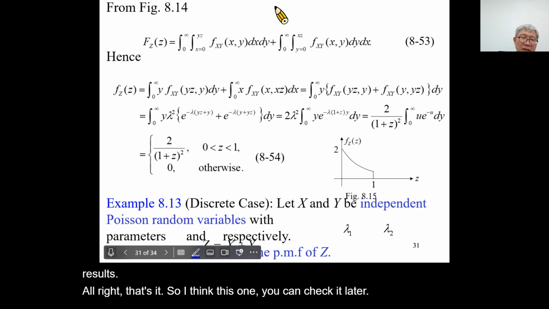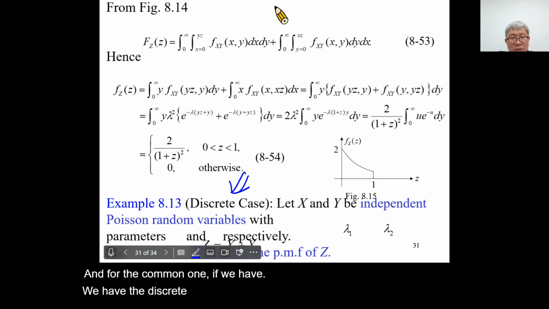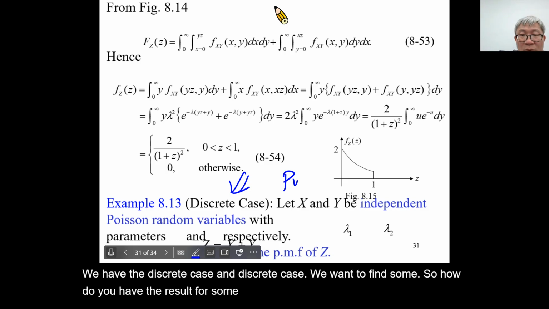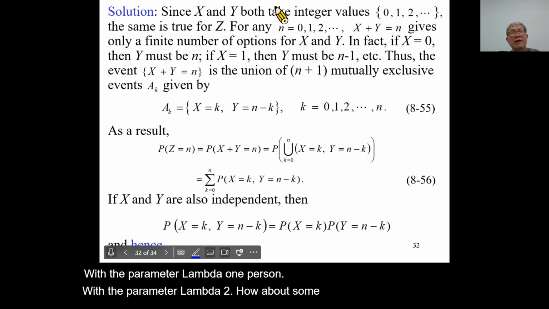And for the current one, if we have the discrete case, we want to find the sum. So how to have the result for the sum? It says Poisson with the parameter lambda 1, Poisson with the parameter lambda 2. How about the sum of the two?